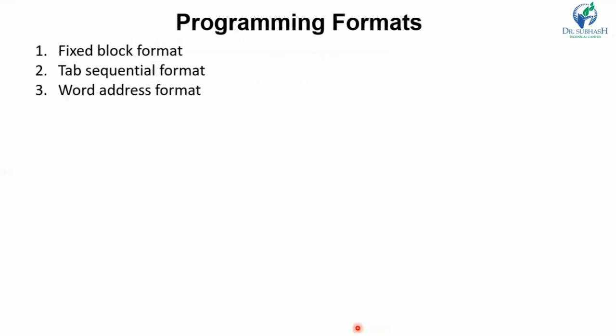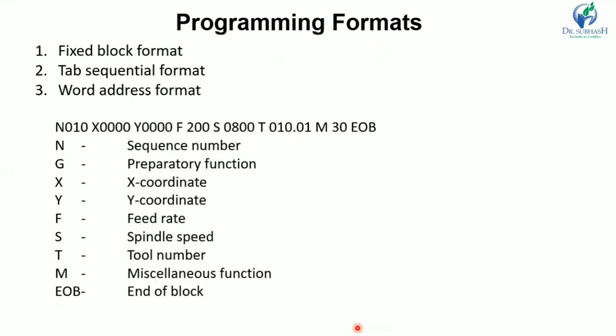Now, programming formats. There are three programming formats: fixed block format, tab sequential format, and word address format. Here you can see the format: N is the sequence number, G is the preparatory function, then X coordinate, Y coordinate, feed rate, spindle speed, tool number, miscellaneous function, and end of block. This is the fixed block format.